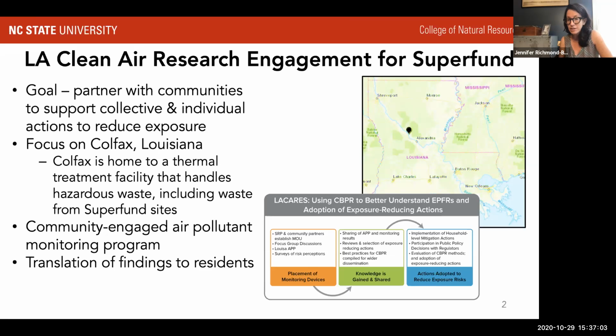We're studying this town, Colfax, Louisiana, because it's home to a thermal treatment facility that handles hazardous waste. I'll tell you a little more about that on the next slide. We're in the process of developing a community engaged air pollutant monitoring program. And part of that work will be translating findings back to the residents. And that's actually some of where Makiko's app comes in.